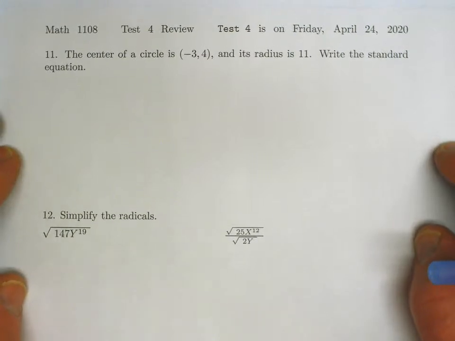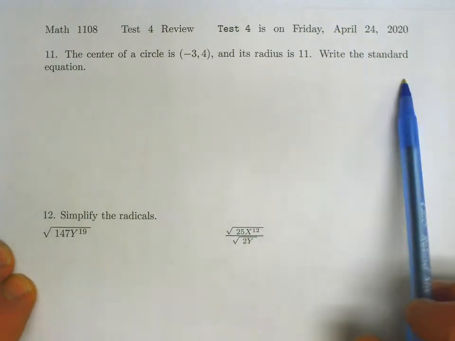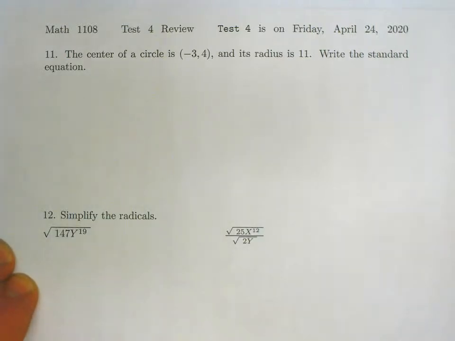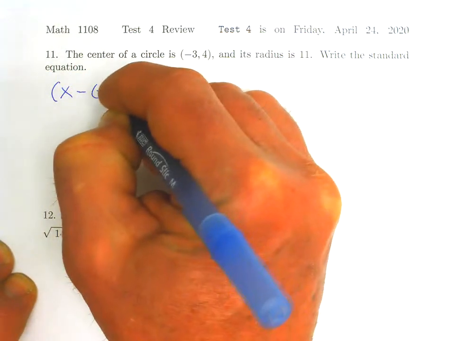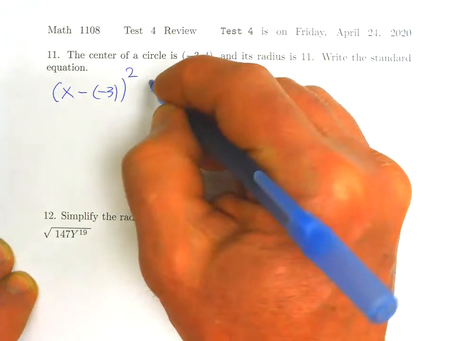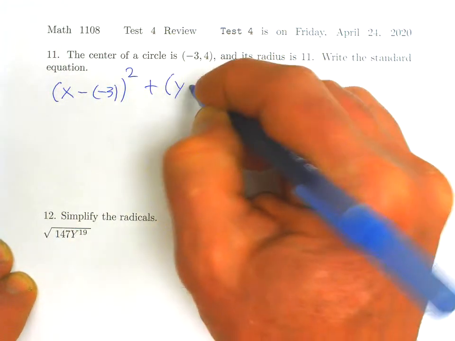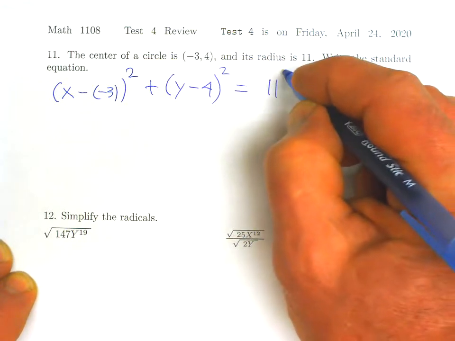So on this one, the center of a circle is negative 3, 4. The x-coordinate is negative 3, and the y-coordinate is 4, and its radius is 11. And this just says write the standard equation for the circle. So first we begin by writing x minus the x-coordinate of the center, x minus negative 3 squared, and then plus y minus the y-coordinate squared, and that's equal to the radius squared.